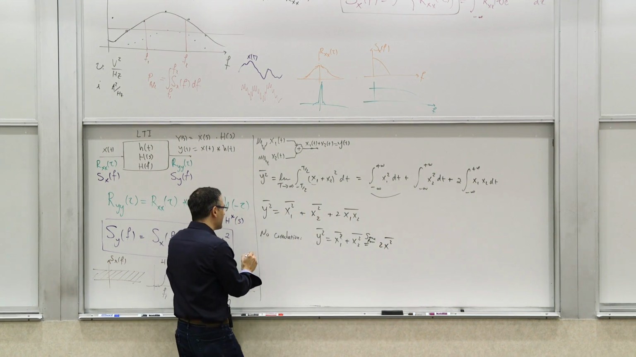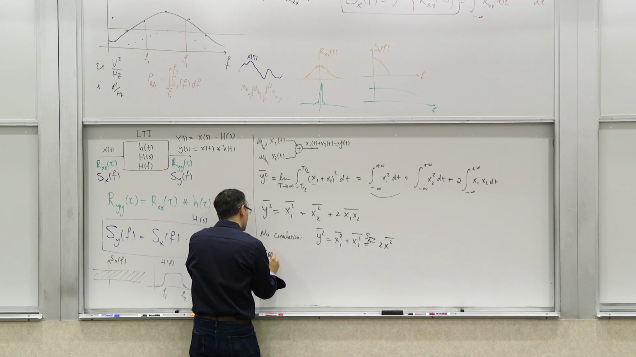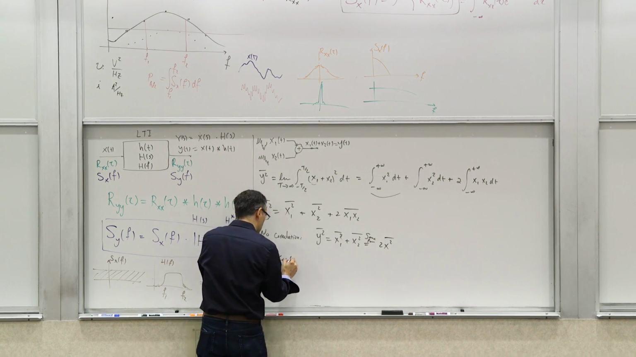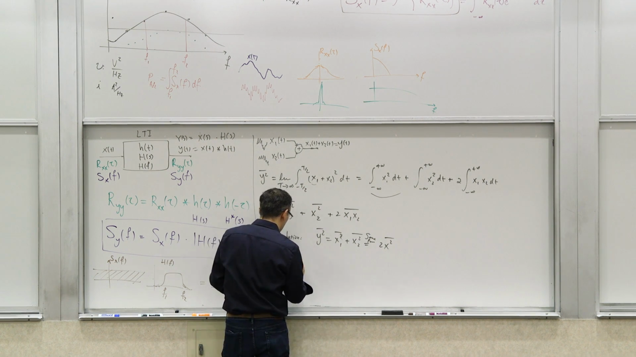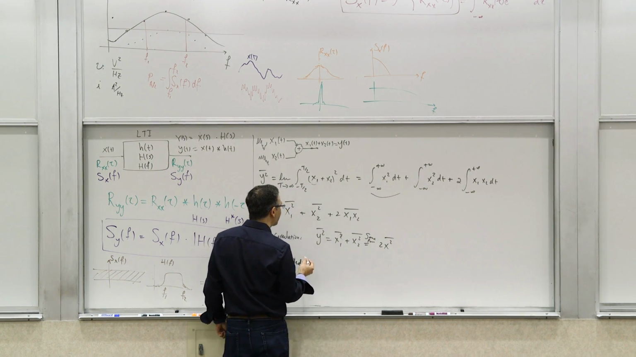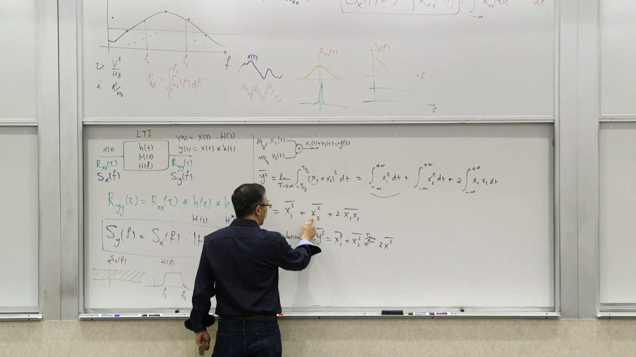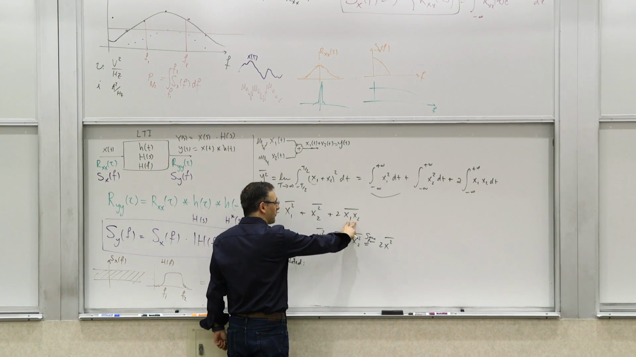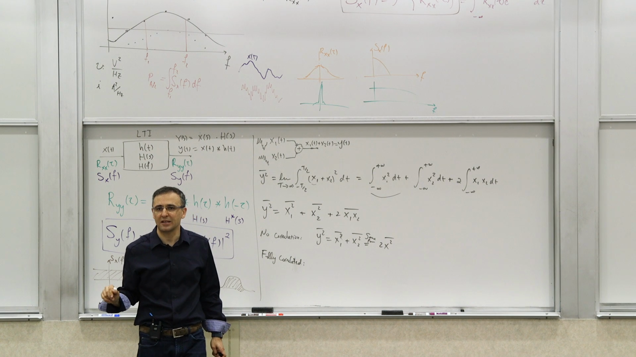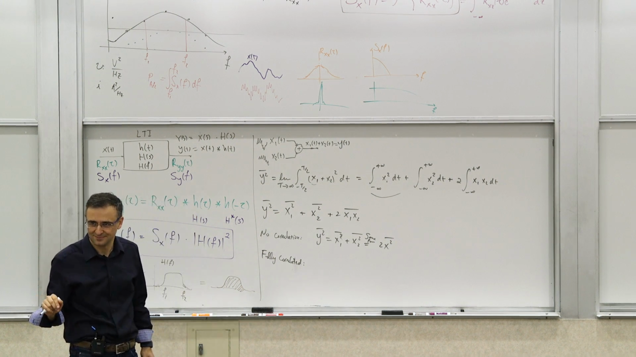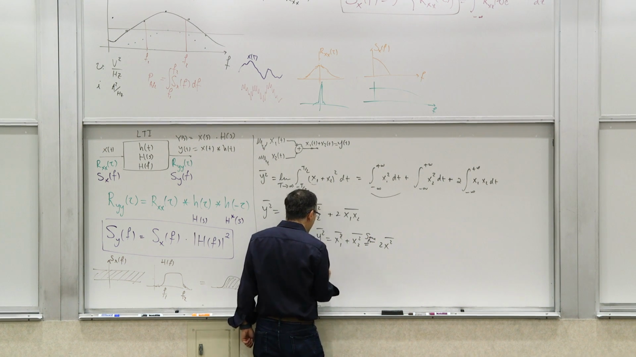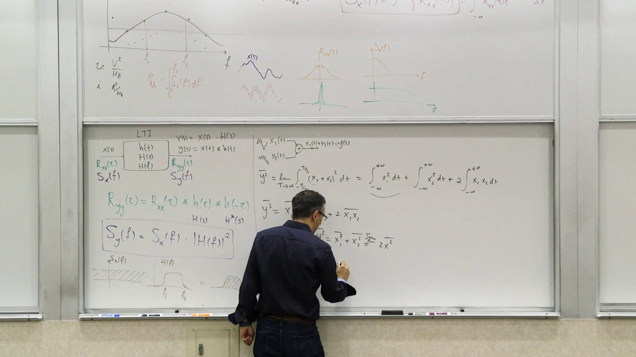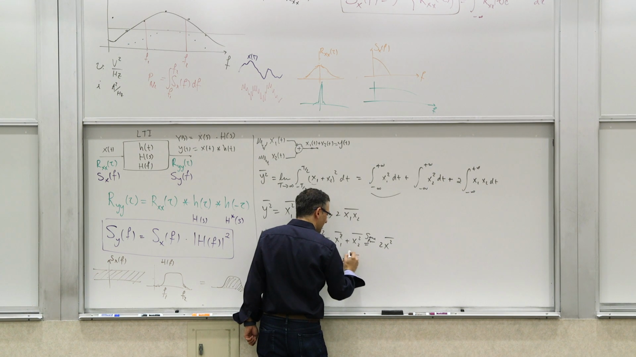But now, assume that they are fully correlated. We'll talk about what fully correlated means. Now, in that case, this one and that one are the same. If they're fully correlated and have the same power, it means that they are essentially the same. So then what you will get is 4 times the power.